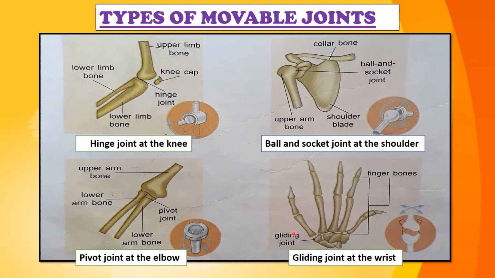Then gliding joint. In a gliding joint, bones glide over one another. It is present in the ankle and the wrist area. This joint allows movement from side to side and back and forth. Partially movable joints are present at the pelvis and the vertebrae area. They allow only bending and partial movement.